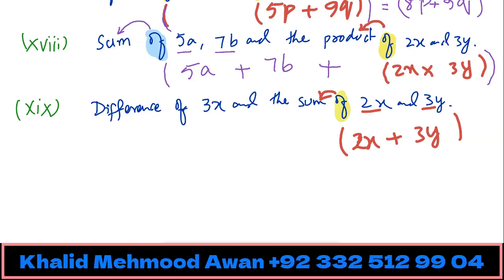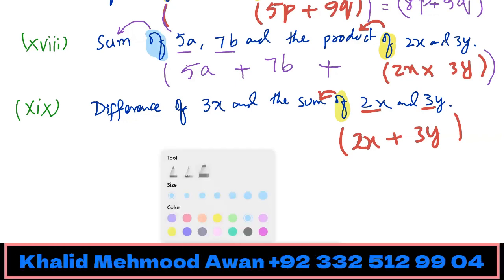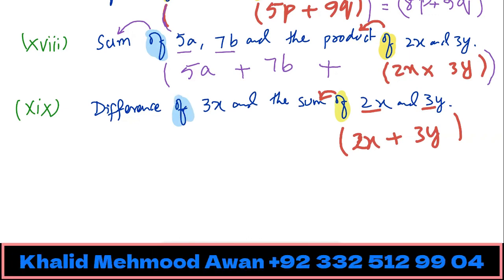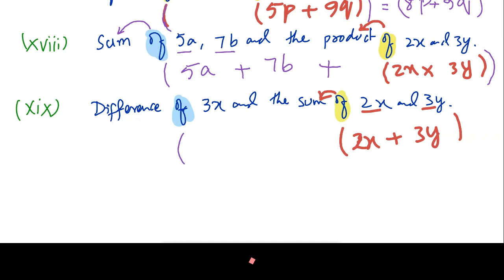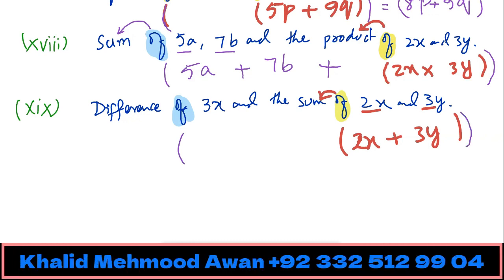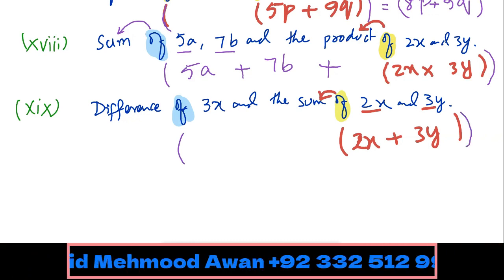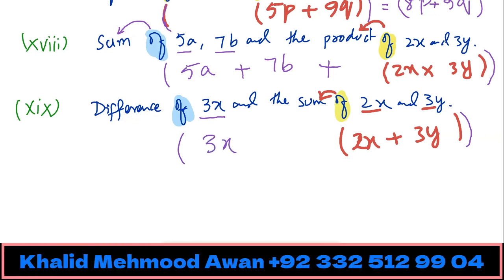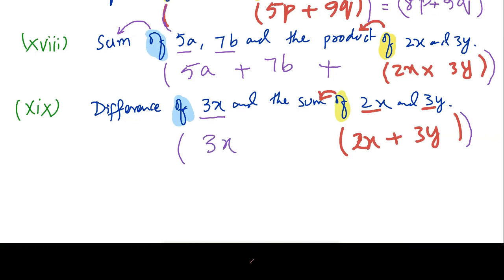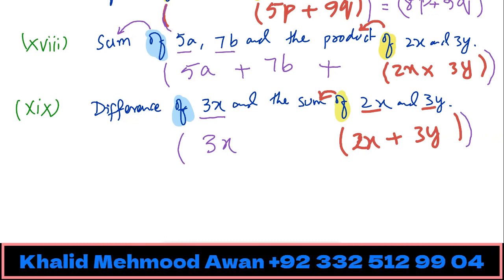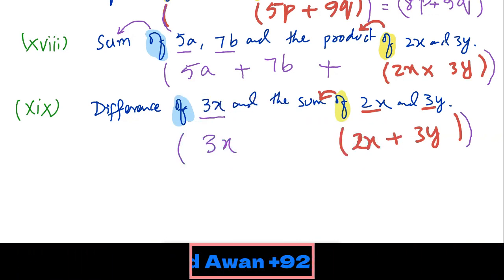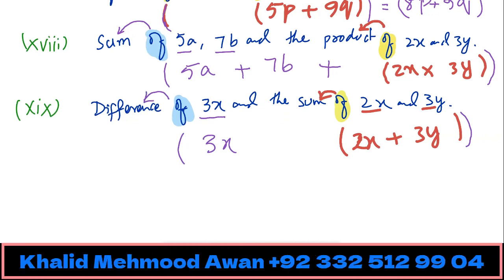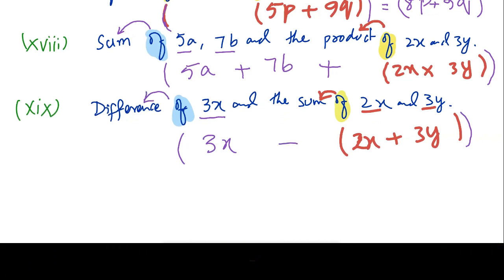And then, second "of". What is the second "of"? Second "of" is here, and it means we will be putting a bracket here till the end of the statement. This bracket has only one variable, and we are writing 3x. And the sum, we have already done it. So what to do with 3x and 2x plus 3y? We have to do the difference, so we are putting the word difference. Difference means we'll be putting a subtraction sign between them.